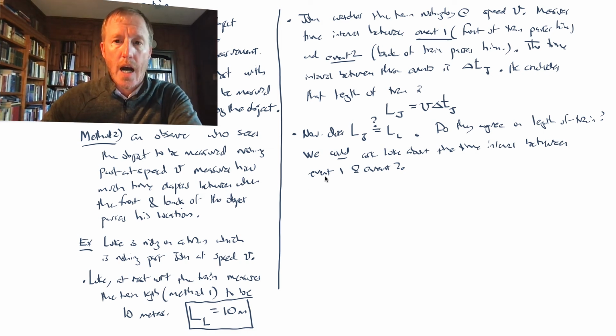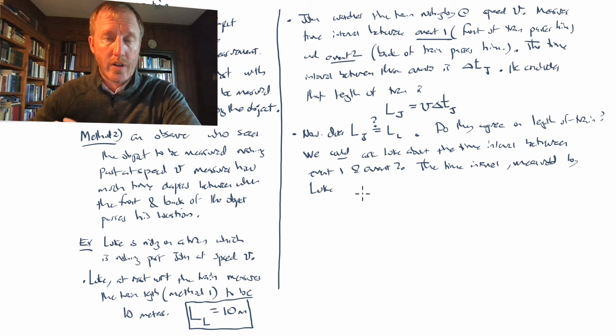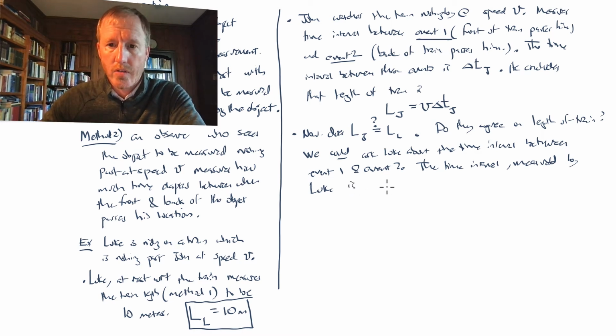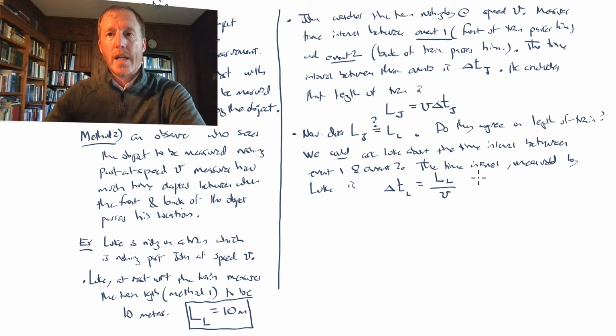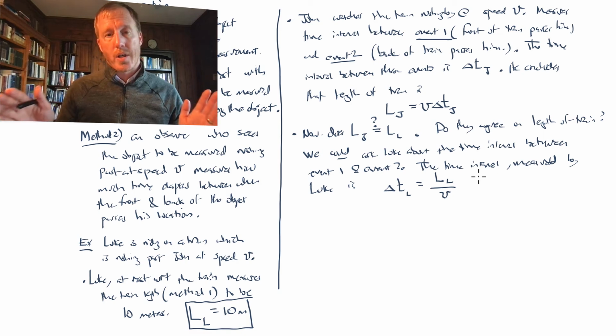So let's find the time interval between those two events as measured by Luke. So the time interval as measured by Luke, again, these are the same two events, they just disagree about who's moving and who's not, is the delta t according to Luke would be the length of the train as measured by Luke divided by the speed of the train. Okay, right? So he knows the length of his train. He knows, from his perspective, it's the speed of John. So he knows the length of the train.